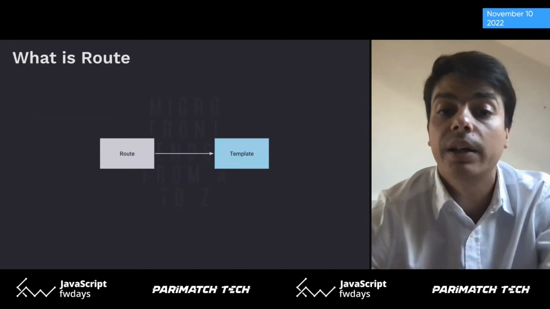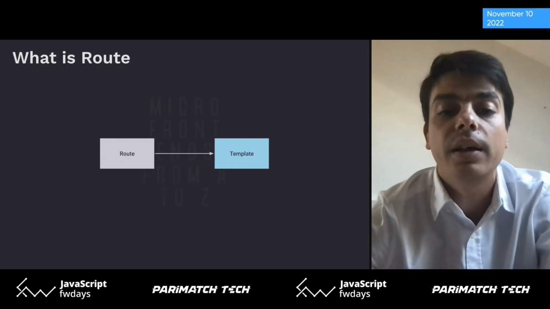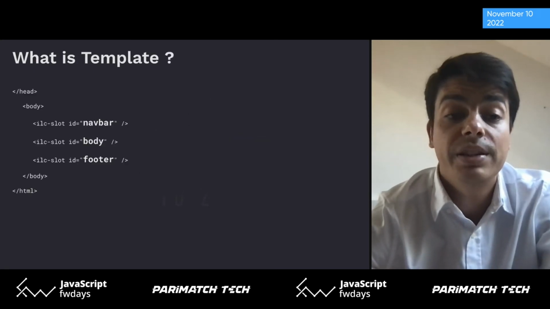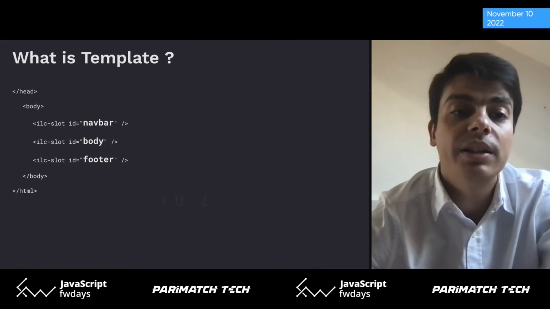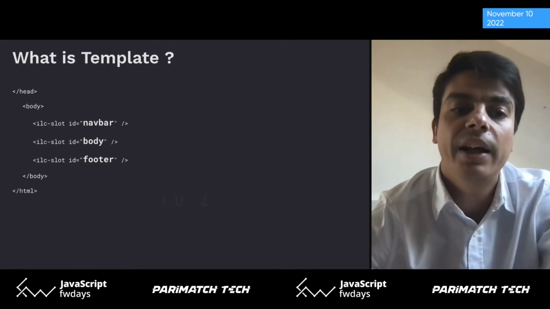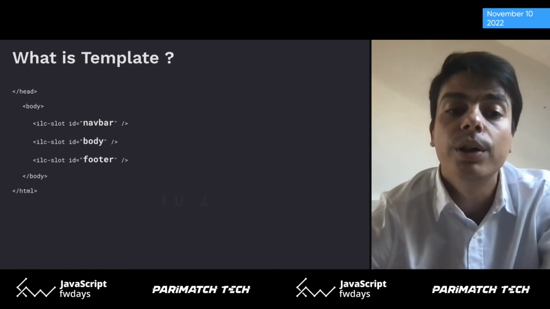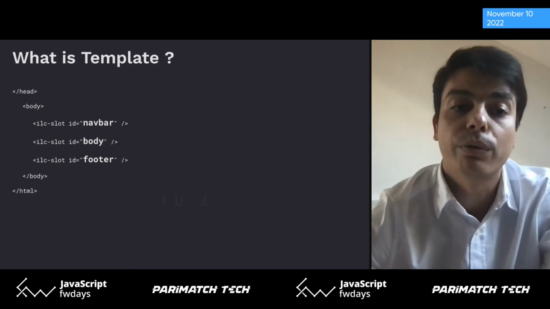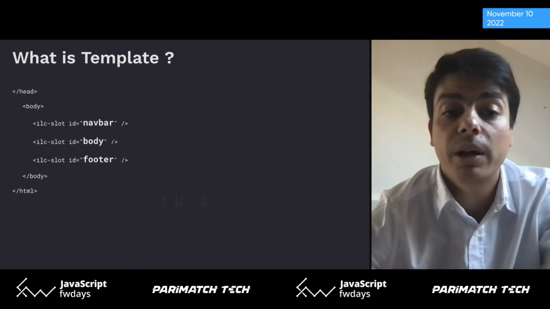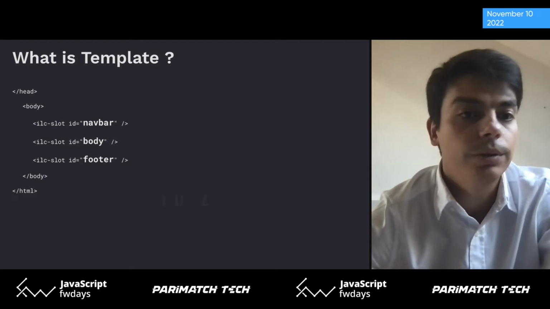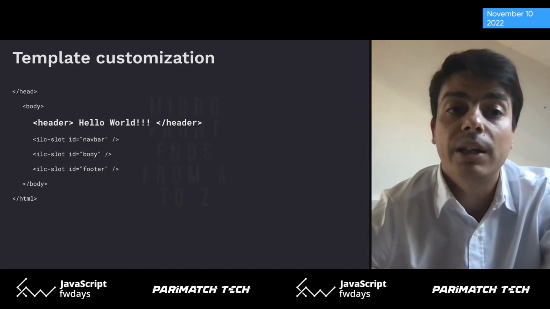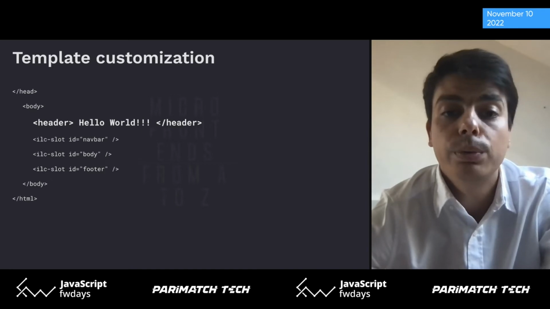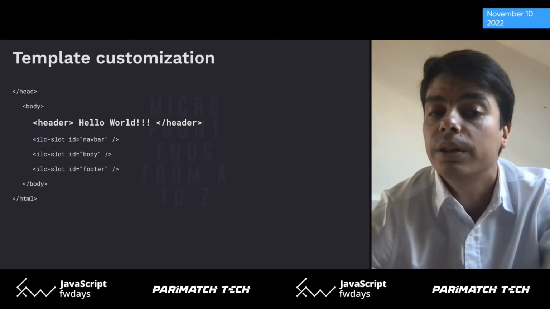A route has an association with a template. What is a template? A template is extended HTML syntax that can have some directives. This directive is a kind of association with a remote fragment. So here we can see that our page consists of three fragments called navigation bar, body, and footer. All of them are separate independent applications. You can customize your template as you want. So just put your tags here and use your styles.